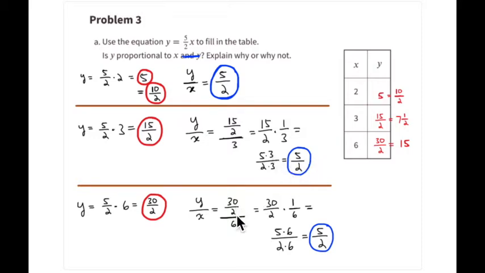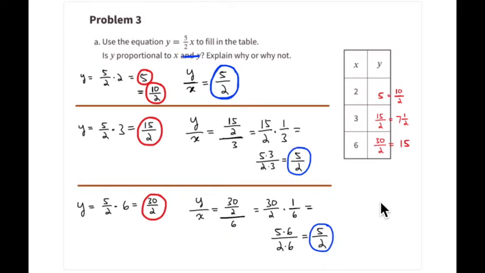Or 30/2 divided by 6, which is 30/2 times 1/6. 30 is 5 times 6. These 6's cancel out, and you get 5/2. So you should practice this idea of working with the fractions. You're always going to get 5/2.